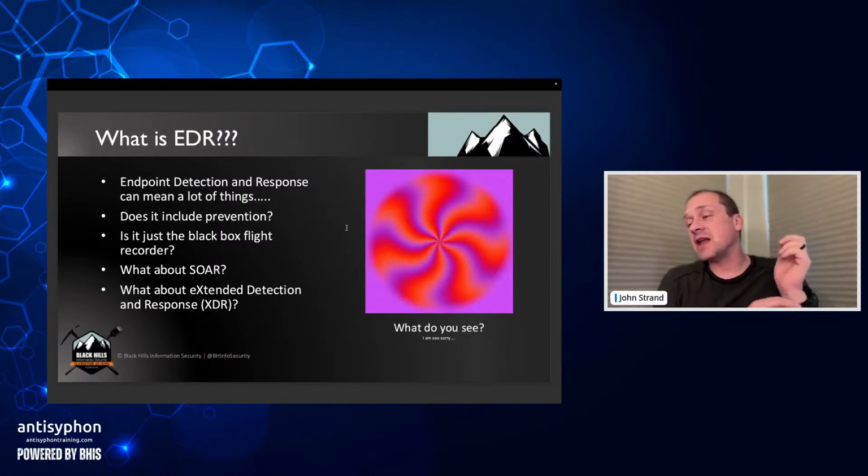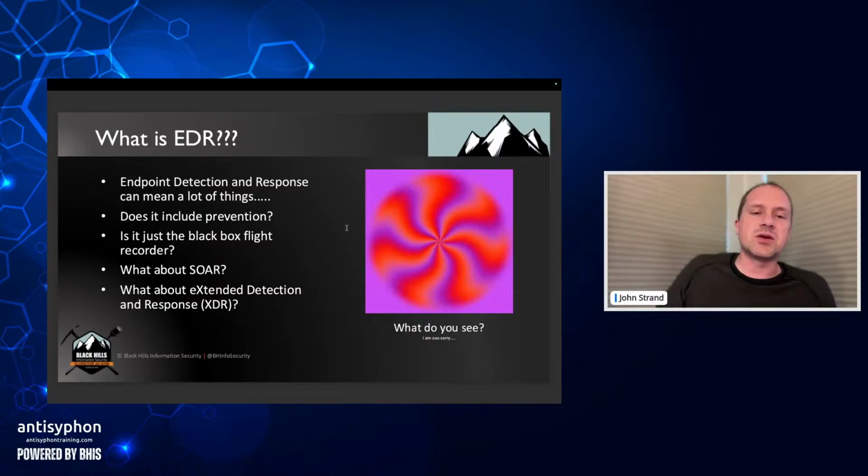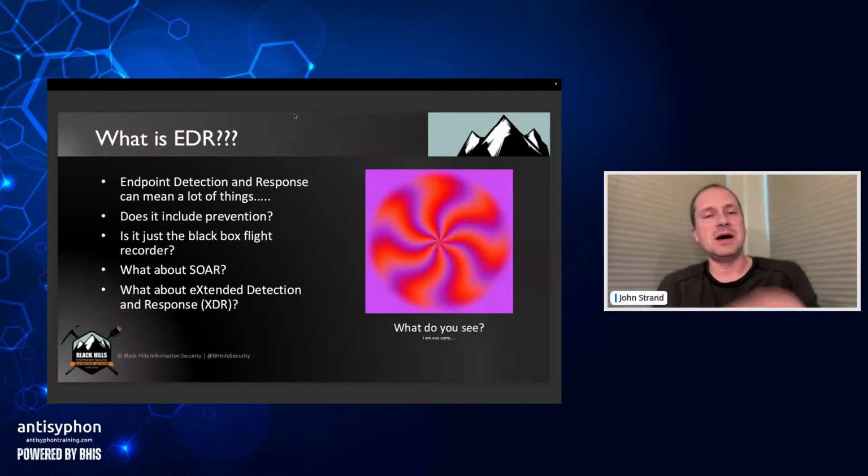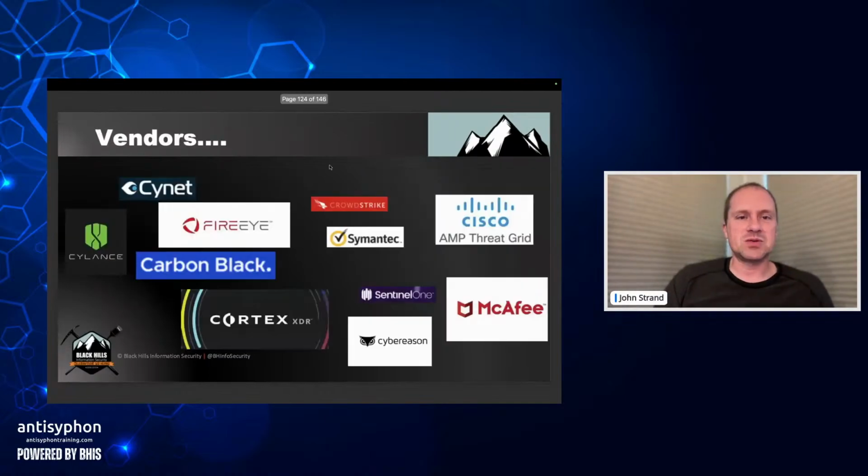Sometimes it's just black box flight recording. Sometimes it has the integration into an overall security orchestration, automation, and response. And then sometimes it could be tied together with network level detection and response. That's what we call extended detection and response, which is where Palo Alto is spending a lot of their time, effort, and money trying to market that as well. And there's a lot of vendors in this space, a lot of vendors. Probably need to update this slide, but yeah, there's a lot.